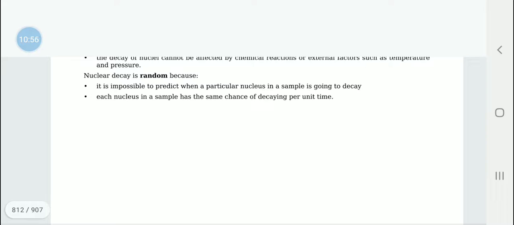Then write down: nuclear decay is random because, number one, it is impossible to predict when a nucleus in a sample is going to decay. Number two, each nucleus in a sample has the same chance of decaying per unit time.